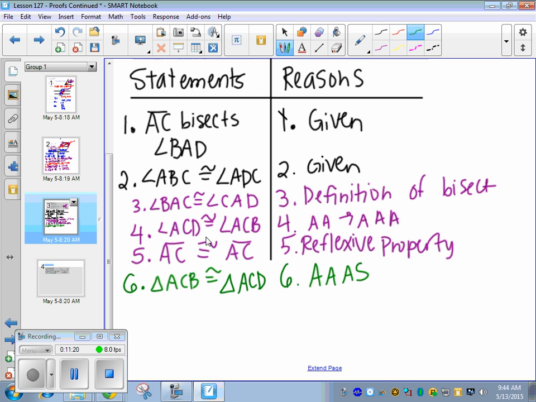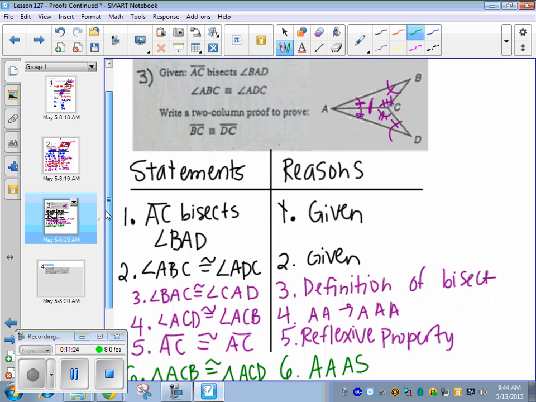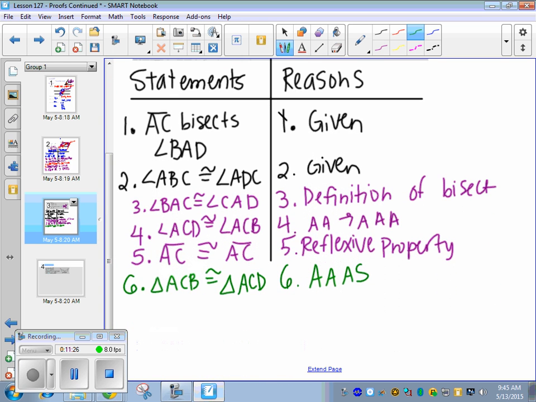All right, so we stated that they are congruent. Once we have congruent triangles, we have congruent parts. So BC is congruent to DC. CPCTC.